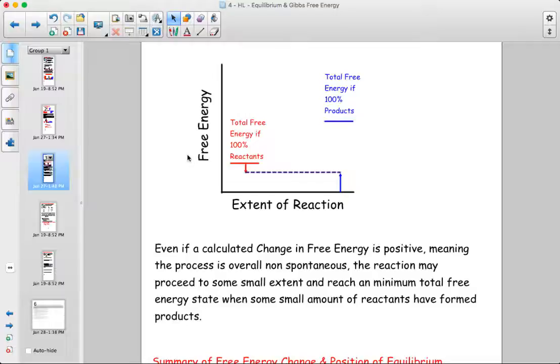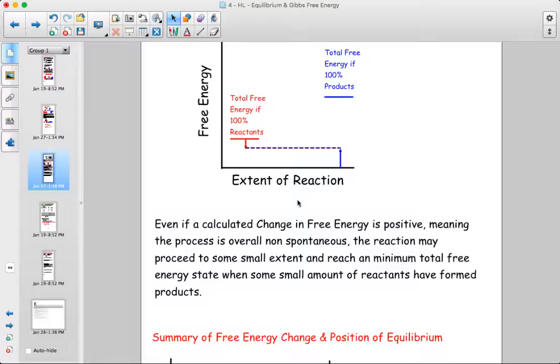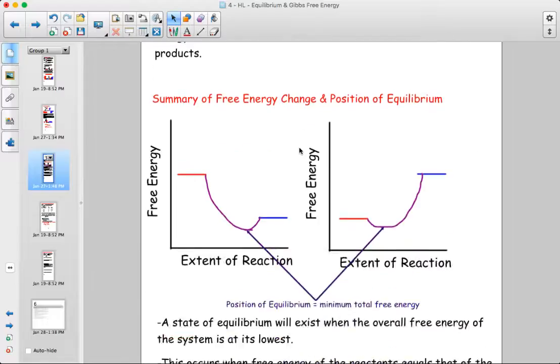So this also means that even if you have reactions that are technically non-spontaneous as they're written, with positive delta Gs, there may still be some minimum G for the system, which involves a tiny bit of reactant reacting and a tiny bit of product forming. So even if you get a positive delta G, there may be some sort of an equilibrium state that can develop. It doesn't have to, but it is theoretically possible, because as some of the reactants get used up, it may actually lower the total amount of free energy of the system.